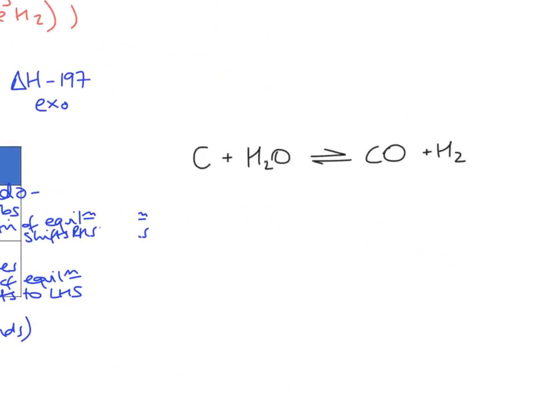So for the following reaction, if you're told that delta H is plus 131 kilojoules per mole, what would happen if you were to decrease the temperature? Please pause the video and have a think.